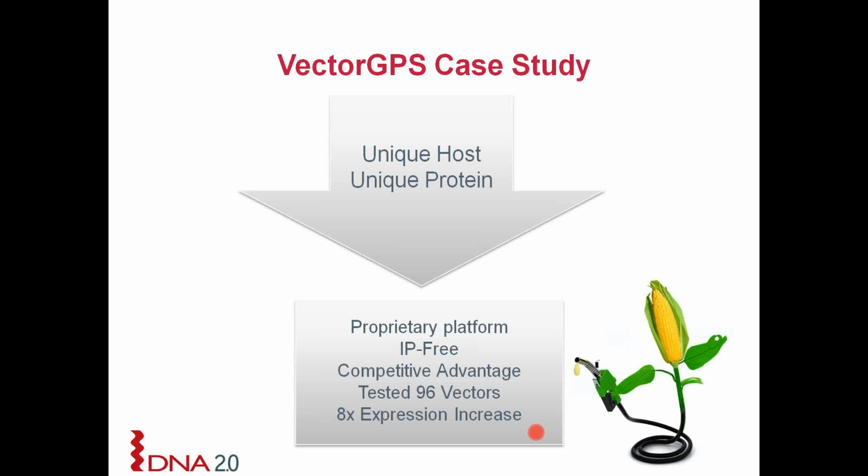And furthermore, the turnaround time was rapid. Because of the power of DOE, they tested 96 vectors and were able to find something that worked very well for their system to increase their expression by 8-fold. So for those of you working in unique hosts and unique proteins with little knowledge and not sure which direction to go, or if you've already tried optimizing your gene and you still can't get it to work, this is definitely a space to explore.